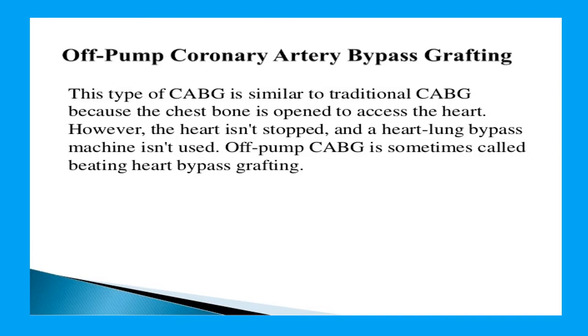Here the surgeon takes an artery or a vein from another place in the body. Commonly, they take the artery from the internal mammary artery and the vein from the saphenous vein in the leg. The surgeon then uses the vessel to bypass the blocked part of the vessel and restore normal blood flow to the heart. This is also called CABG, coronary artery bypass grafting.